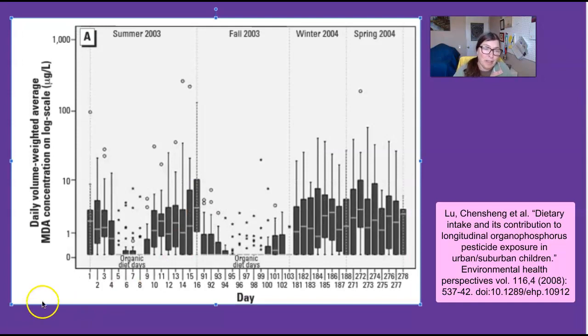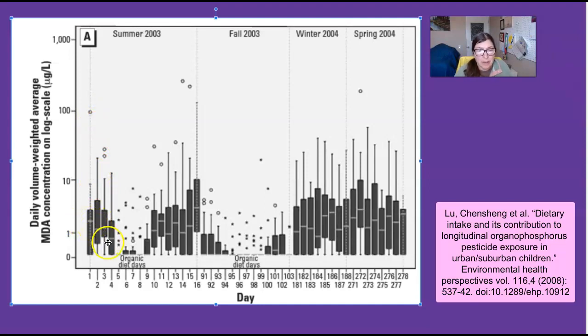This is a different pesticide called MDA, and the results are even more dramatic. They were spread out more. Look at this scale, it isn't even a regular scale, it's a log scale. So they might have chosen to use a log scale for this pesticide because the outliers were so far away from the median. Look, this outlier is at 100 micrograms per liter, whereas the median is at about 1 or 2 micrograms per liter.